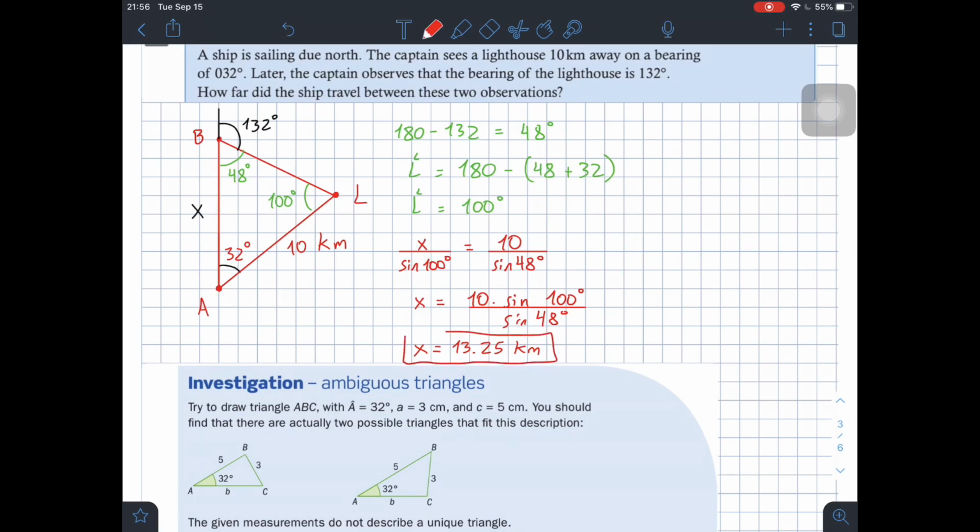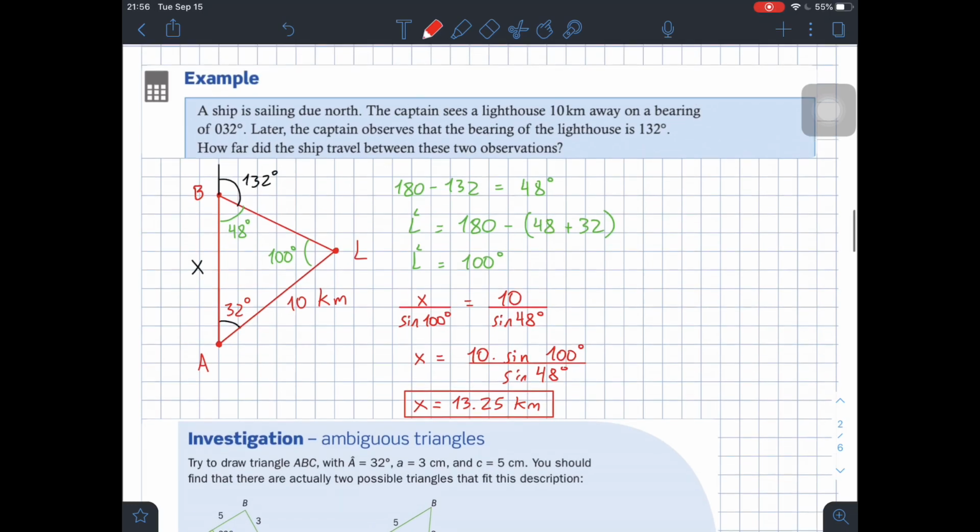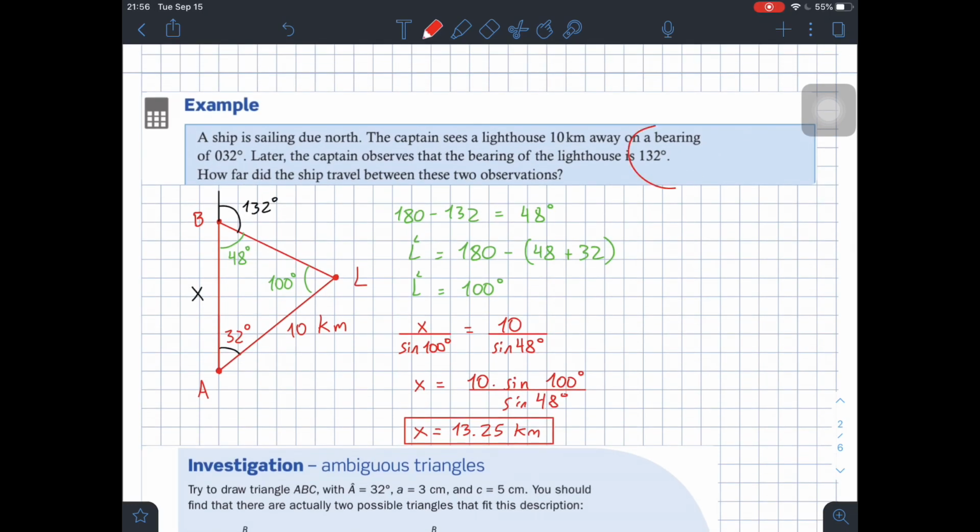So this is the answer. How far did the ship travel between the two observations? It traveled this distance, which is 13.25 kilometers. That's how we apply sine rule and combine it with the concept of bearing. As I told you, the difficulty about this exercise is to actually do the sketch, interpreting the problem and doing the correct sketch. If you do the correct sketch, then solving the problem is actually very easy.